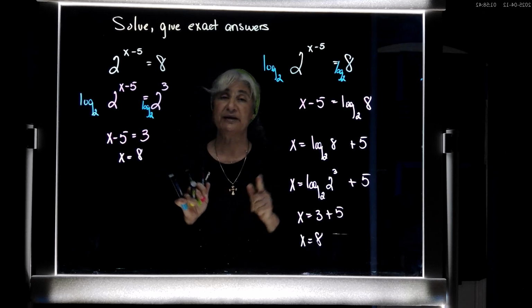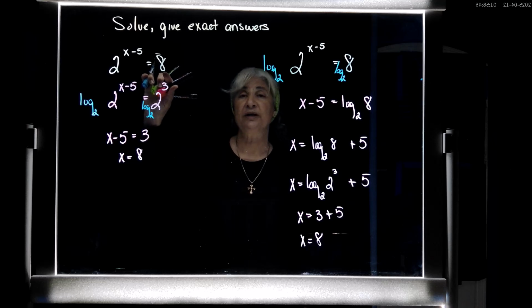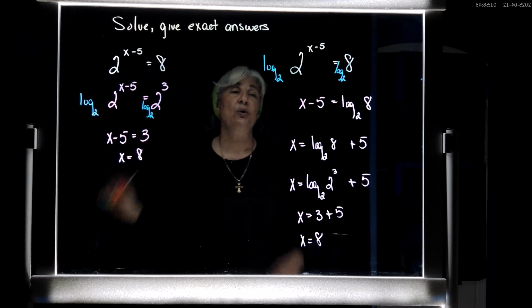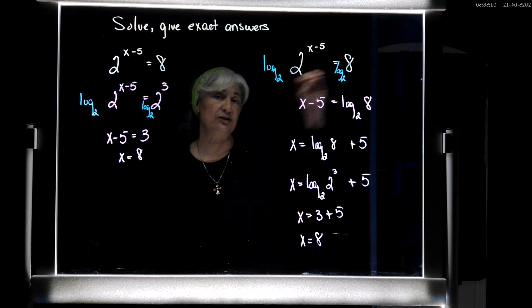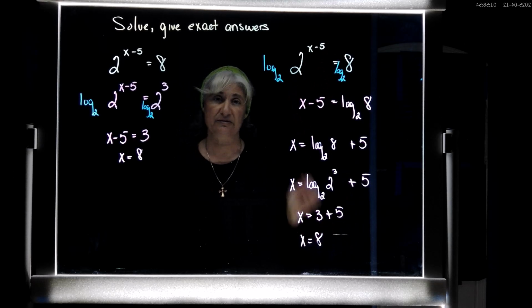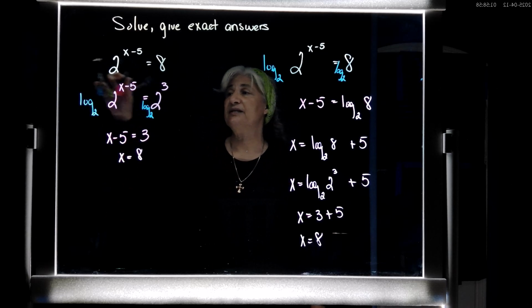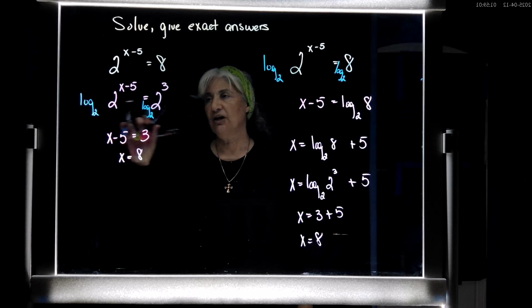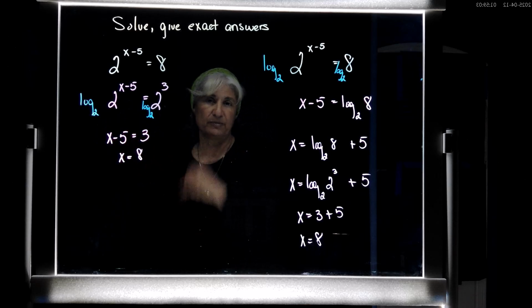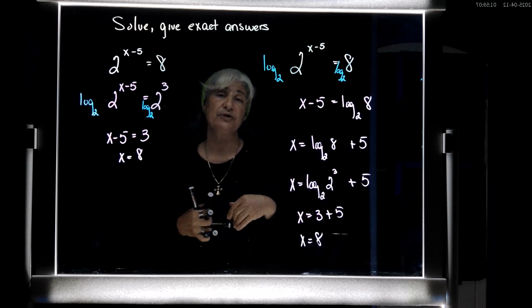Now, I showed you both methods for one reason. Sometimes I cannot get one of the bases to look like the other, which means I'm going to have to go straight to taking the log of both sides to get rid of that base so I can get to the x. Got it? And then there are other times where I can get the bases the same, take the log to get rid of them, and it's a much shorter problem. Cool?